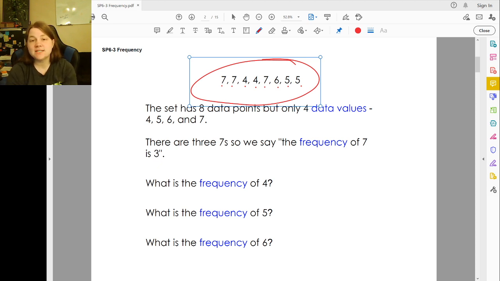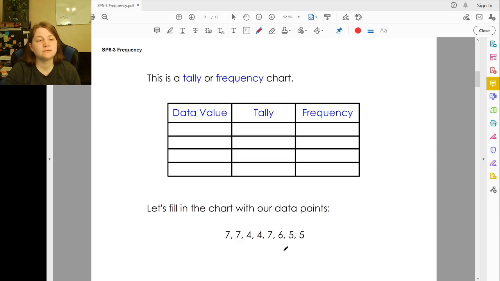What's the frequency of 4? How many times does the number 4 show up? Well, it shows up twice. What's the frequency of 5? Well, I see 2 5s in there, so the frequency of 5 is 2. The frequency of 6 is just 1, because there's only 1 6 in there. It's just how many times it shows up. It's just a fancy word for that.